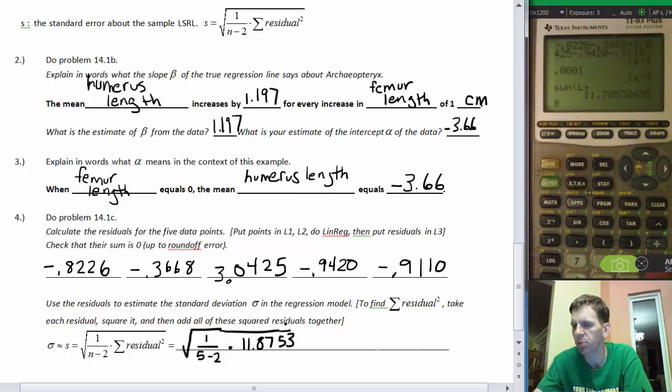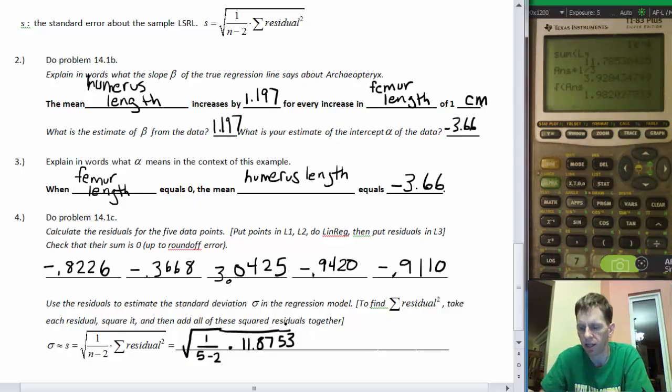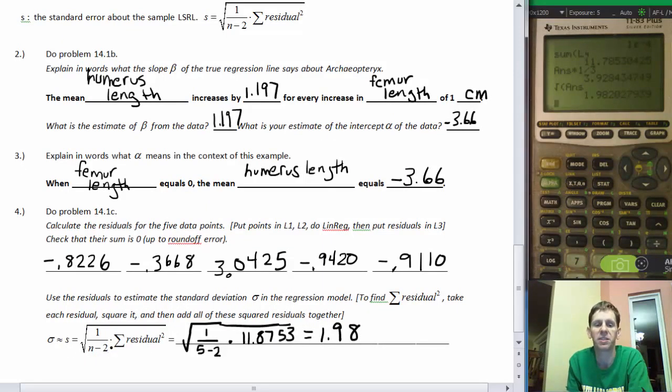I'm going to take this number and multiply it by 1 over 5 minus 2, that's like 1/3. And then we're going to square root that number. This answer of 1.98 is our estimate for sigma, which is also what s is actually equal to. And what that allows us to say is that s is an unbiased estimator of sigma. s gives you a pretty good estimate of what we think sigma is actually equal to.